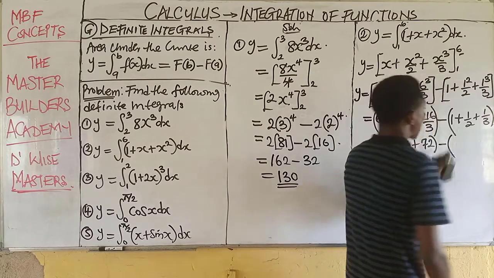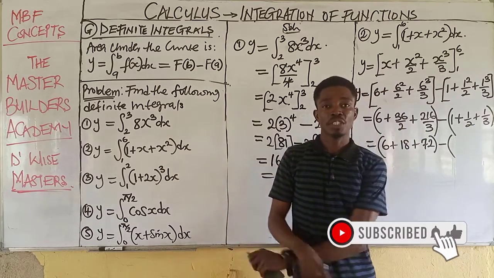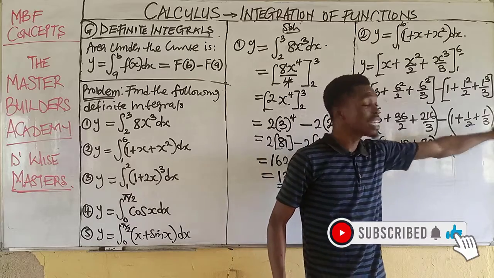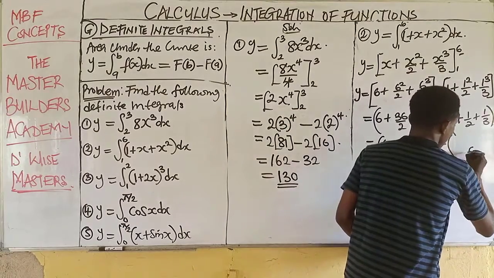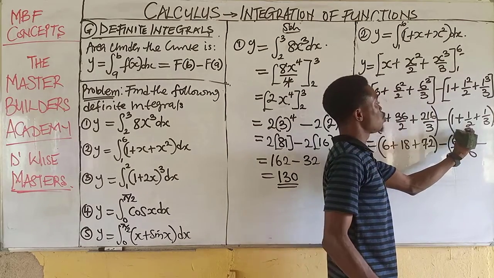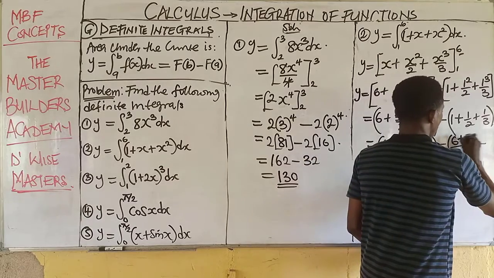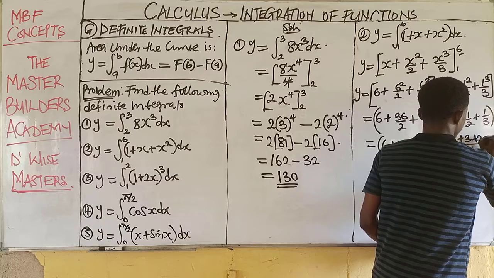Then minus. Now here we cannot add it. So what we need to do is to find the LCM of the denominators. And the LCM of 2, 3, and 1 is 6. So put down 6 and multiply 1 by 6. Then divide 6 by 2, multiply it by 1, which will have given us 3. Divide 6 by 3, which will give us 2. 2 multiplied by 1.